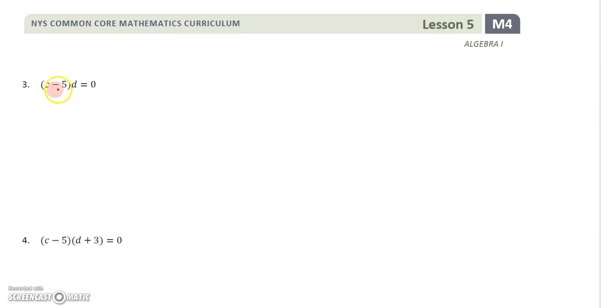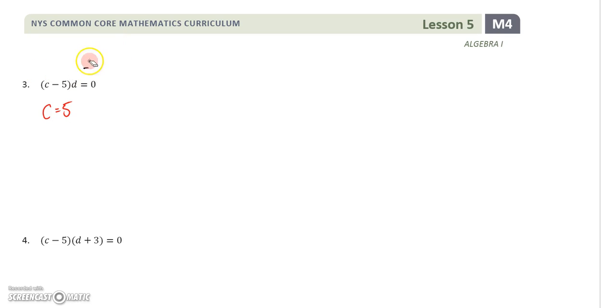Okay, so now we've got the same product. We've got c minus 5 times d equals 0. How can this happen? Well, either this is 0 and d is anything. So what would c have to be to make this 0? c could be 5, and d could be anything it wants. It could be 10, it could be 2, it could be 6, it could be -8. As long as c is 5, this product will equal 0.